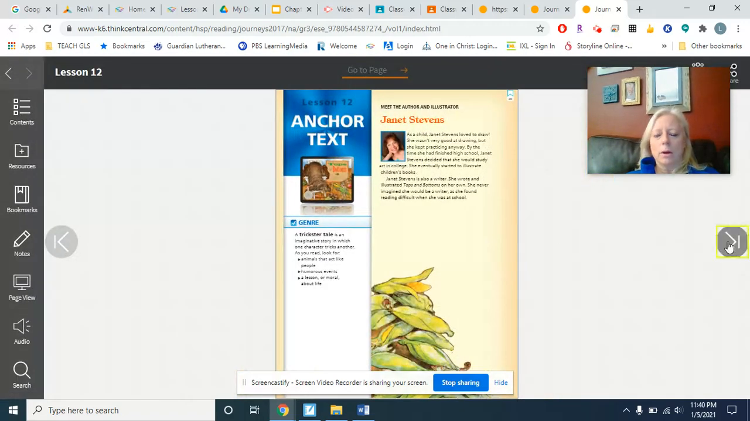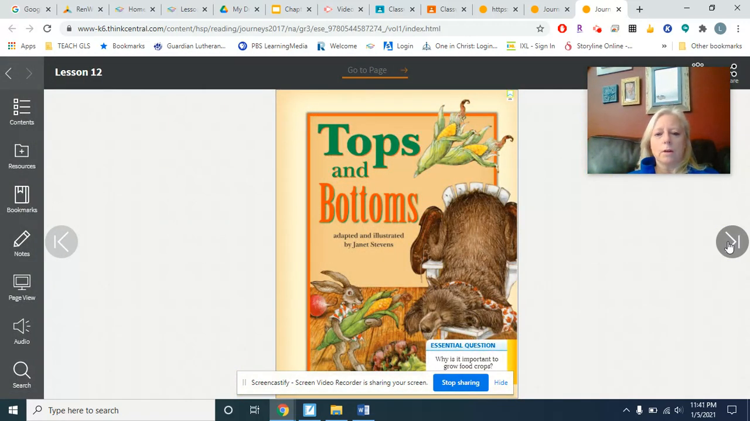Again, take note of these illustrations. I love Janet Stephens' illustrations. Maybe you've read some of her stories before, but if you do read them, you'll notice her illustrations. She's pretty cool. Now, there's two main characters here, a hare and a bear.